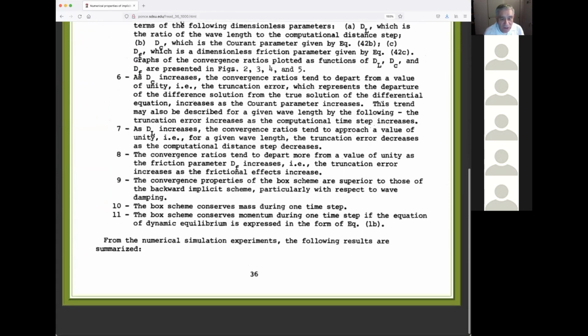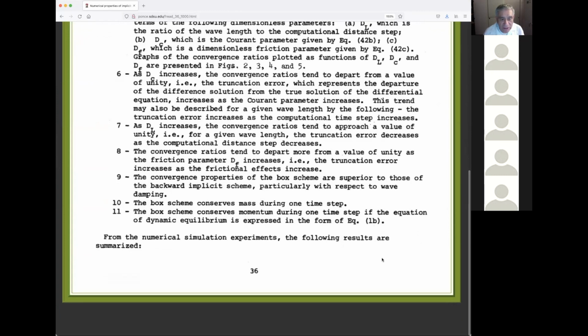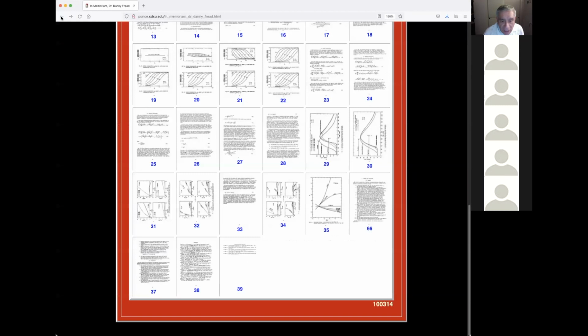Okay, so I'm not going to quiz you on this. This is kind of more of the same. Actually, this is the beginning of what we already did last week. But I thought for historical reasons that I should get into and show you the paper by Danny Fread. So this is the paper by Danny Fread.